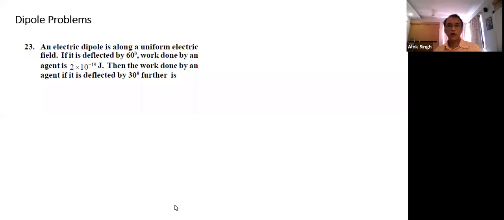Electric dipole is along a field. If it is deflected by 60 degrees, work done by the agent is so much. What is the work done by the agent if it is deflected by 30 degrees further? So 2 minutes, all of you try and solve. These are all workbook questions. They're all common questions. Most of the questions in dipole are pretty common ones. In any book you'll find similar types of questions.